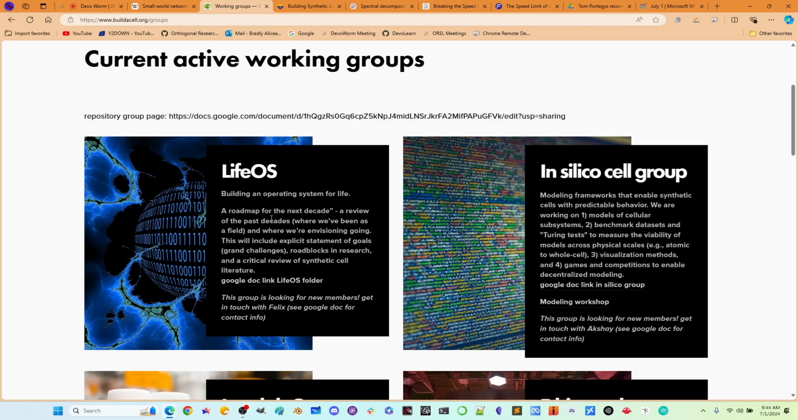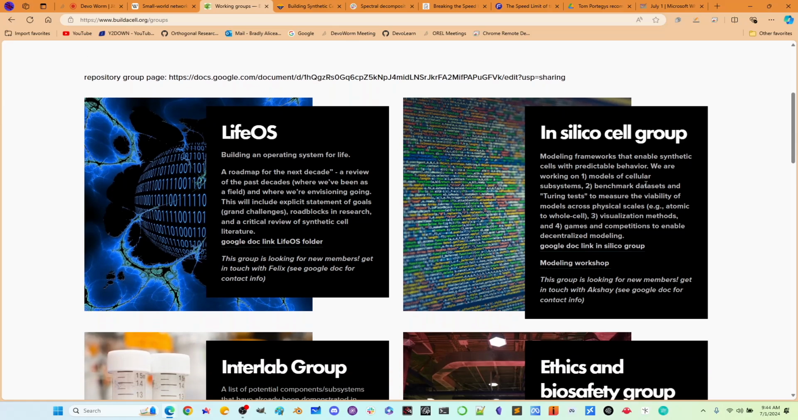If there's going to be a graphical user interface for that, but that's Life OS. Then there's the in silico cell group, so they're doing these types of things. They're working on models of cellular subsystems, benchmark datasets, and Turing tests to measure the viability of models across physical scales. So basically, you talk about how you can do some set of computations in a cell and have tests that show the viability of some sort of computational approach.